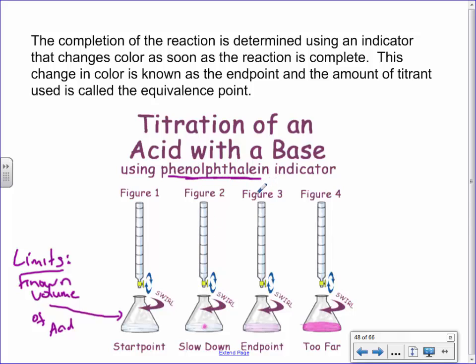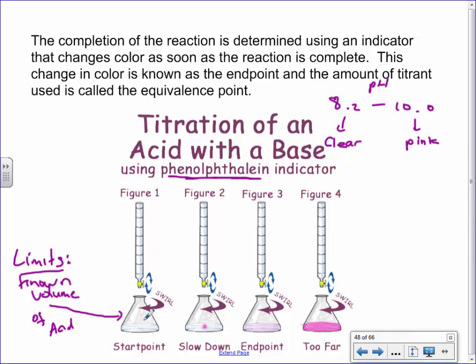Do you guys have your data booklets nearby? Find your data booklet and find the indicator phenolphthalein. What pH range does phenolphthalein change color from? Yeah, it's 8.2 to 10. And I believe the way it works is that on the 8.2 side, it's clear or colorless, and on the 10 side, it's pink. Do I have that correct?